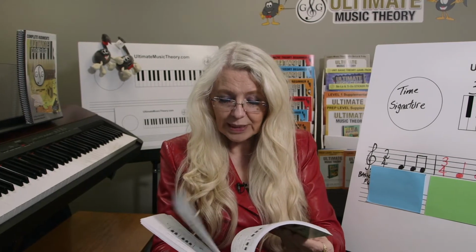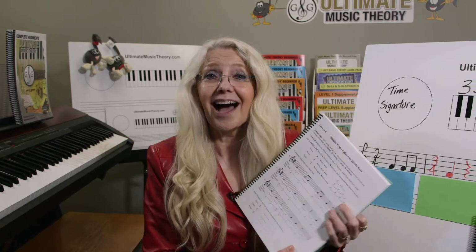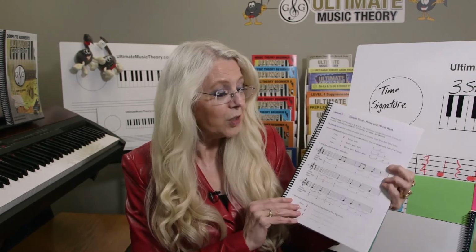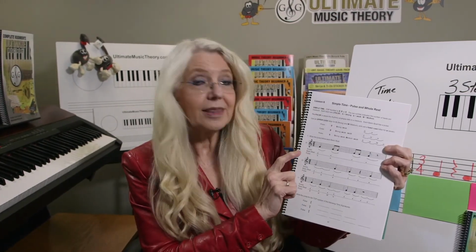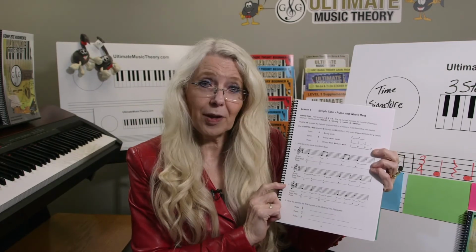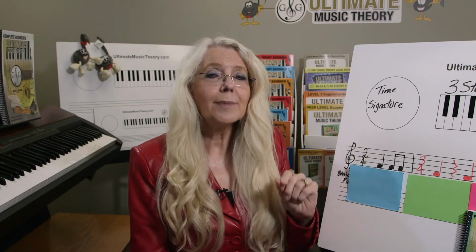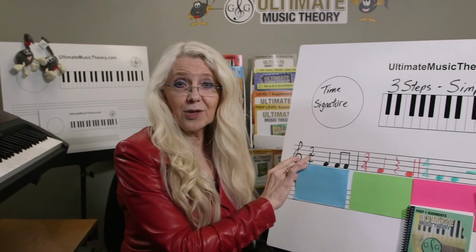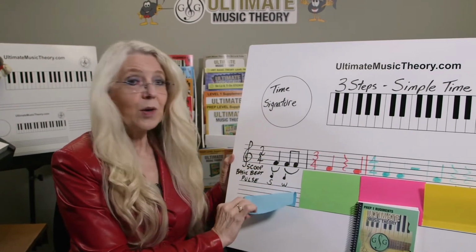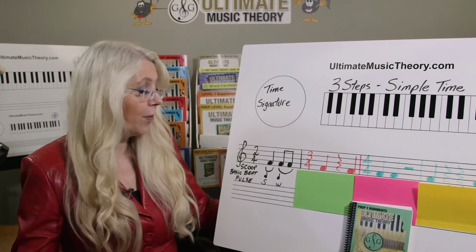One of the things that's really important in teaching is providing those visual aids to help your students understand the system. So here we see the scoop, the basic beat, and we see the pulse. So let's check it out. Step number 1, observing the time signature, and here we have 2/4 time. We see the basic beat and the pulse.